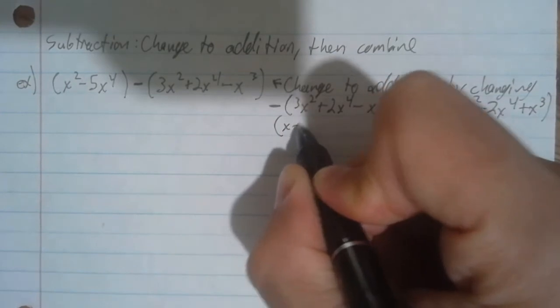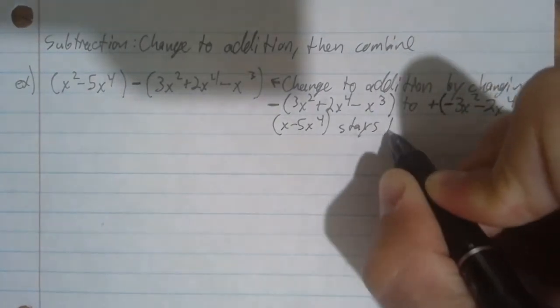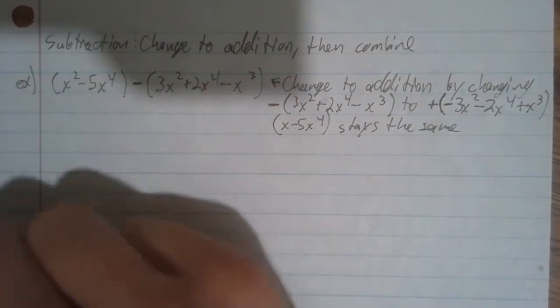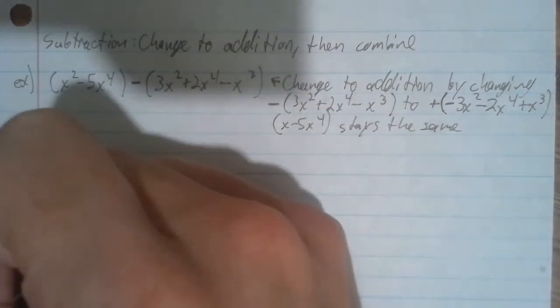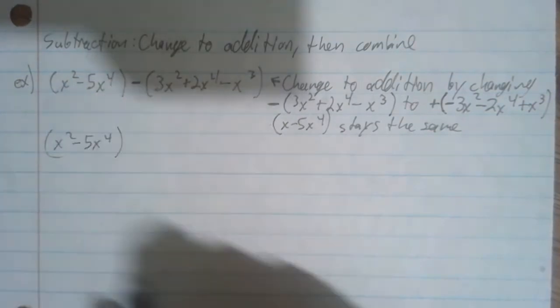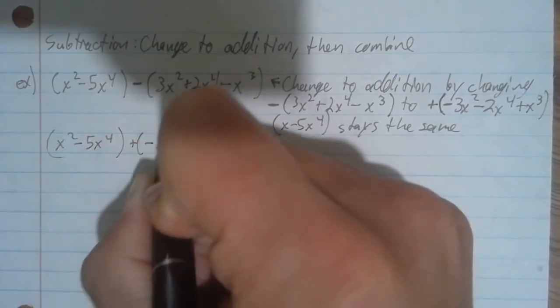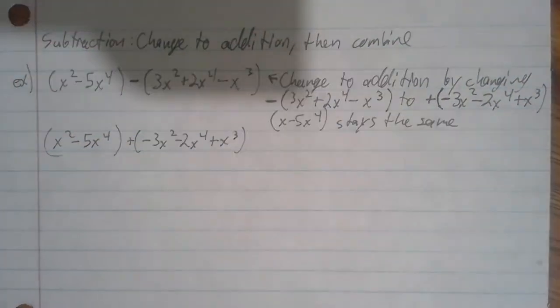So my x minus 5x to the fourth stays the same. So this becomes x squared minus 5x to the fourth. Then we put this at the beginning. We now have just created an addition problem. So all we do now is combine.